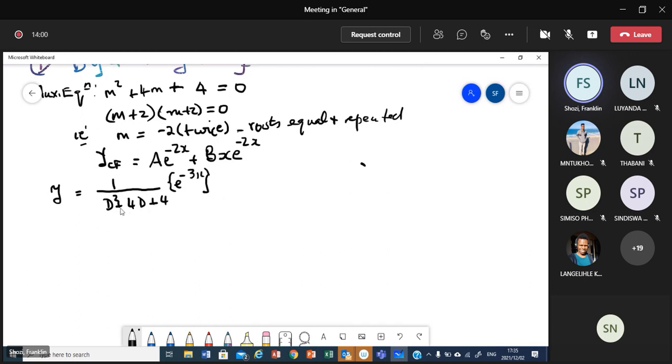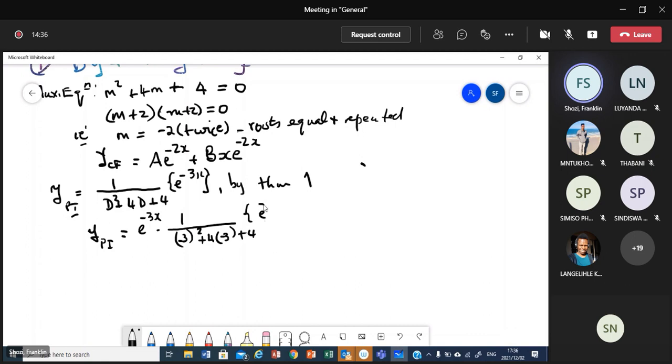Now think of the theorems. Theorem, which one to use here? Theorem 2, theorem 1. So by theorem 1, then we have YPI is equal to e to the power minus 3x, this must come in front, times 1 all over, D is replaced by minus 3, so it's minus 3 squared plus 4 times minus 3 plus 4. Action is on e, sorry, we're left with 1 now because the exponential is already in front.